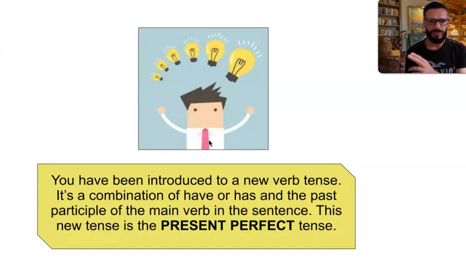So you have been introduced to a new verb tense. It's a combination of have or has and the past participle of the main verb in the sentence. This new tense is the present perfect tense, right? That's the definition of present perfect tense.